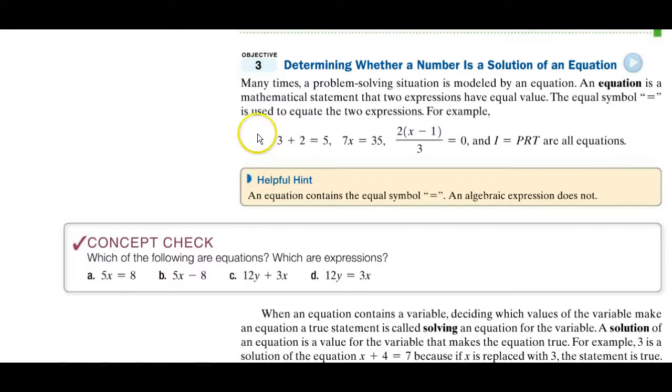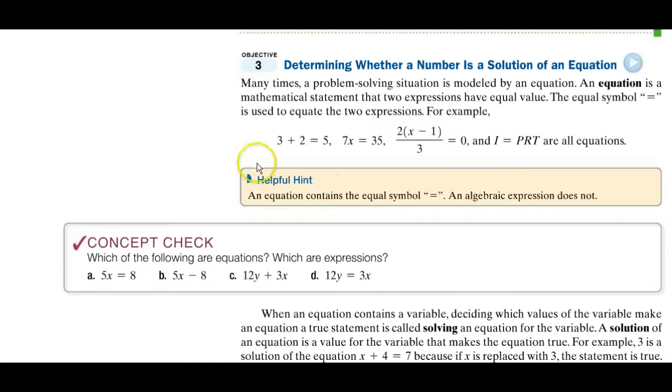All right, for section 3 or subsection 3, objective 3, we're determining whether a number that will replace a variable makes the statement true, that is, an equation. We know that 3 plus 2 equals 5, and that these are all equations. And what's the difference so far between an equation and an expression? The answer is the equation has an equal sign in it somewhere. Now, in an expression, you're asked to simplify. In an equation, you're asked to solve.